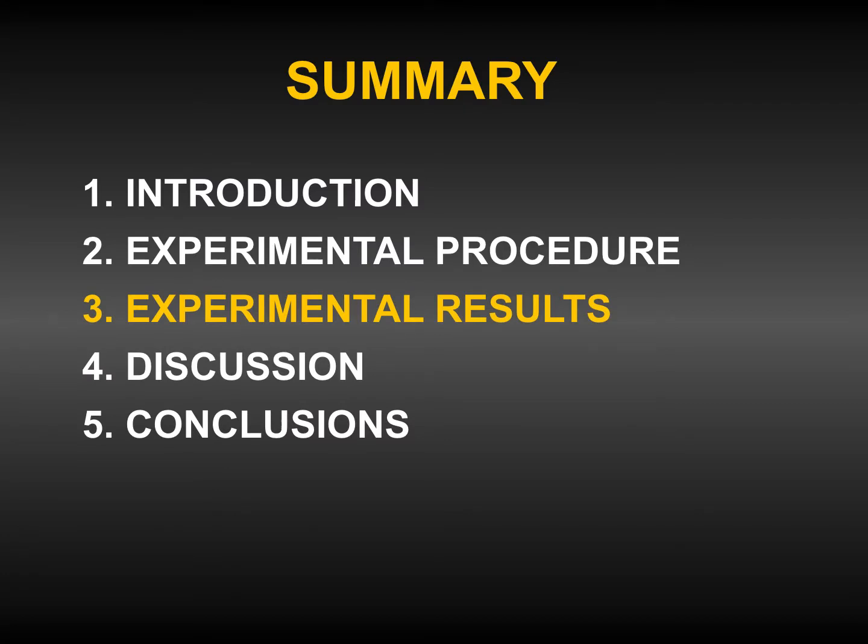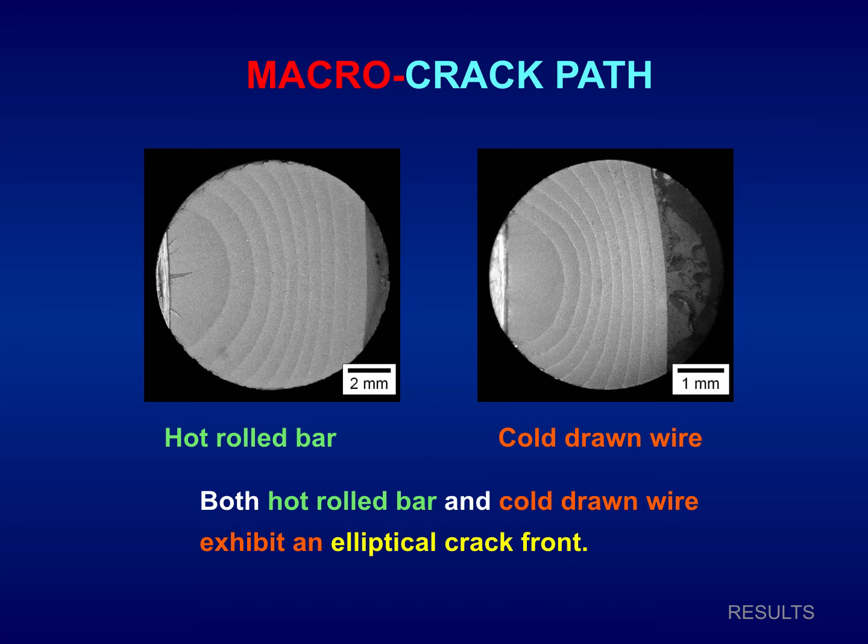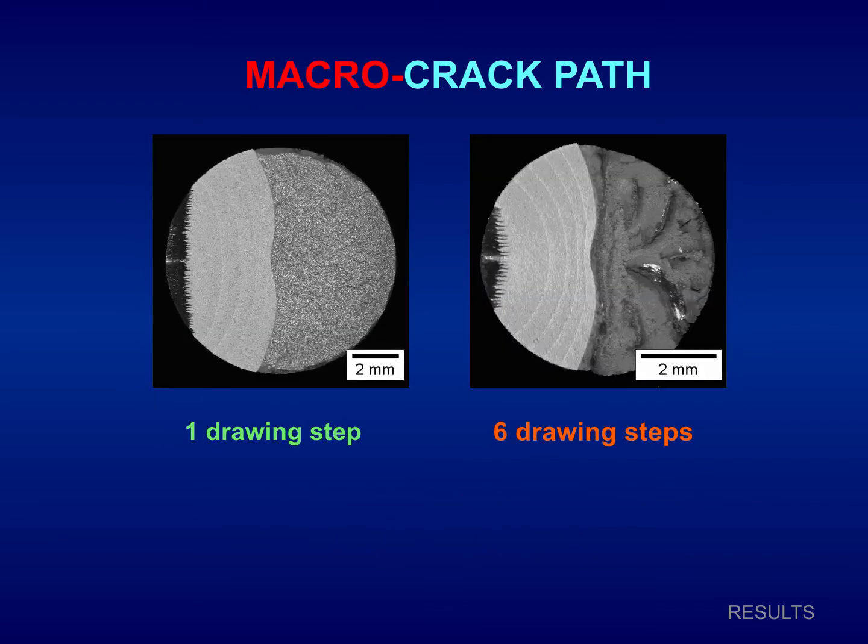Experimental results, third part of the talk. Here we can observe the macro crack paths. On the left-hand side, the hot roll bar, green color, and on the right-hand side, cold drawn wire, orange-red color. Both the hot roll bar, green, left side, and cold drawn wire, orange, right-hand side, exhibit an elliptical crack front.